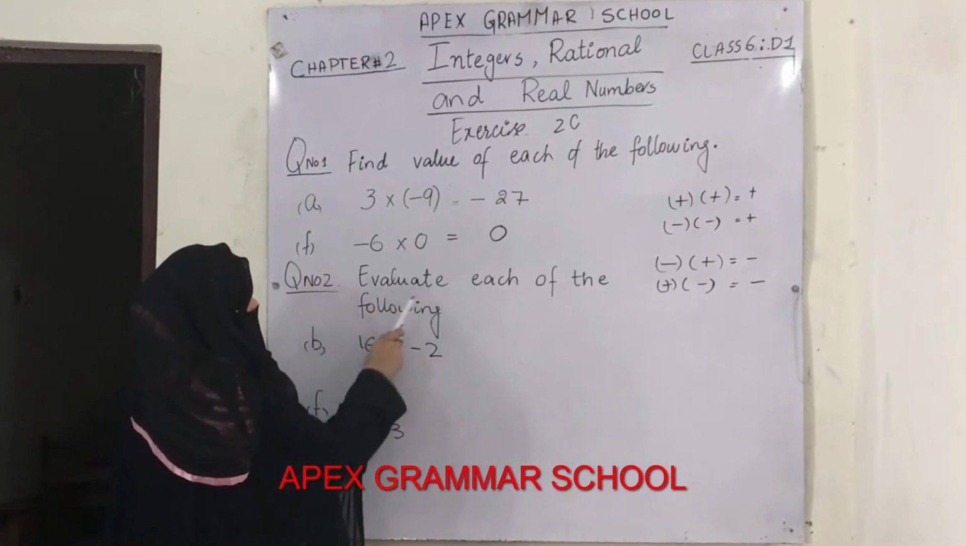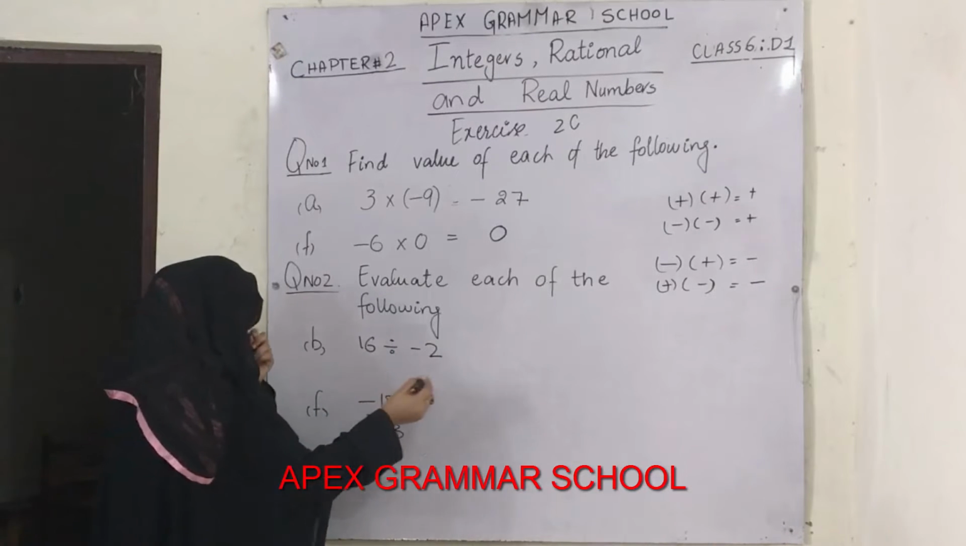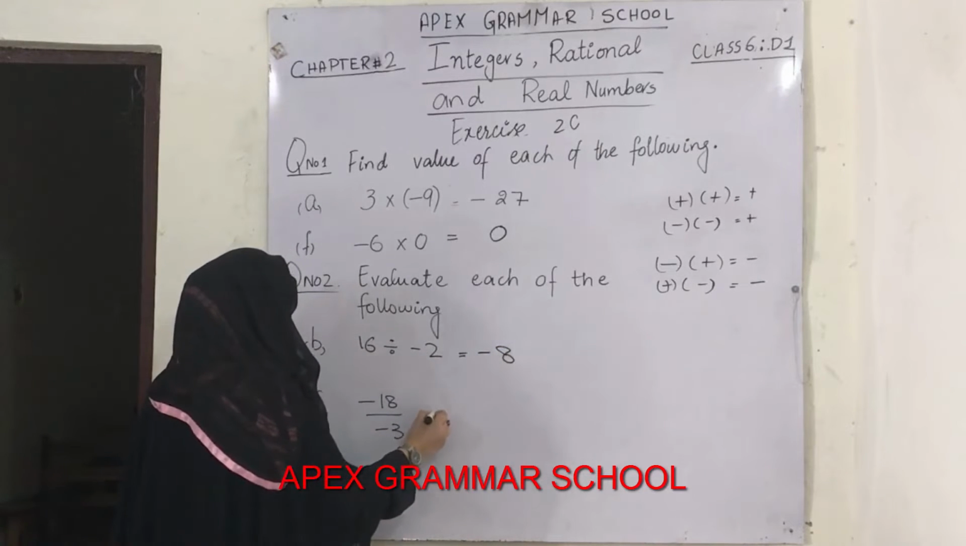Question number 2. Evaluate each of the following. B part, 16 divided by minus 2. Plus minus gives you minus. And 16 divided by 2 is 8. So the answer is minus 8.